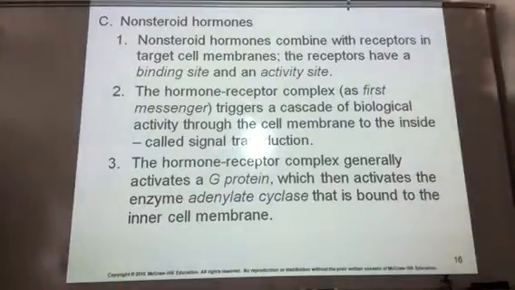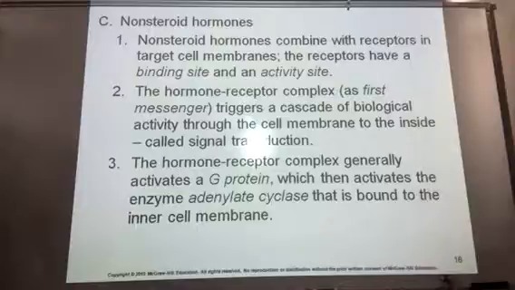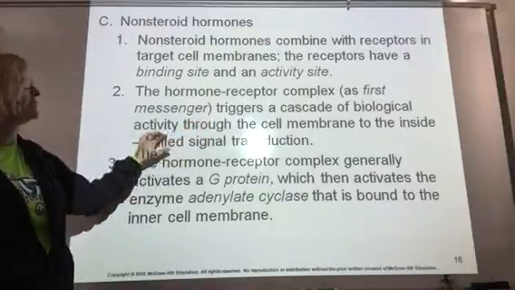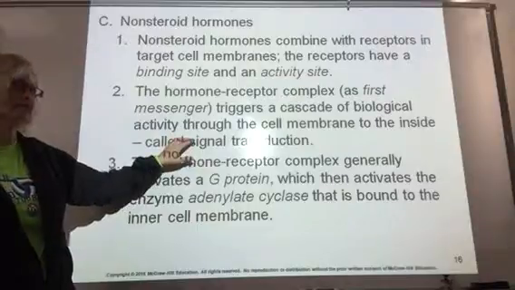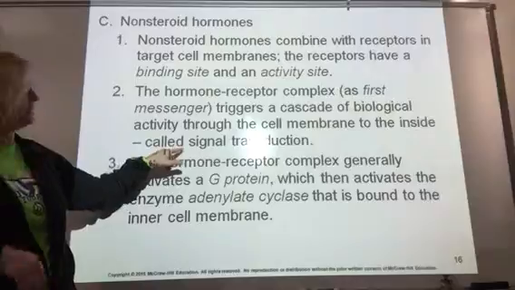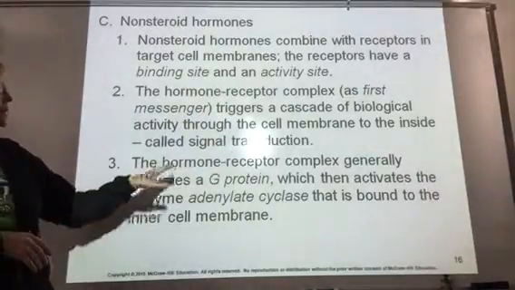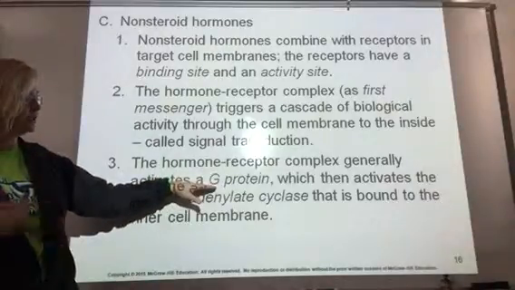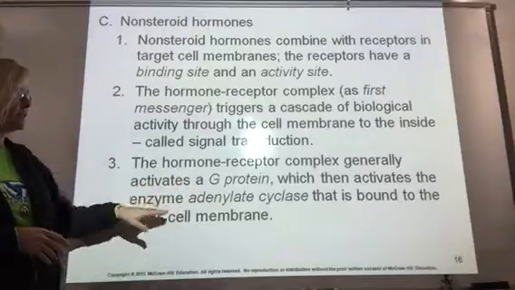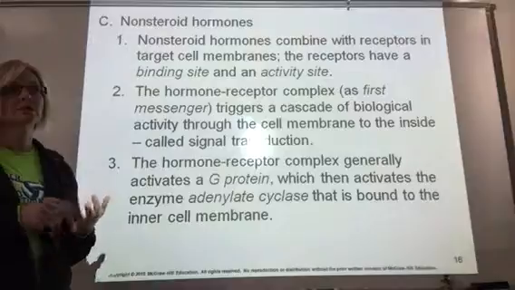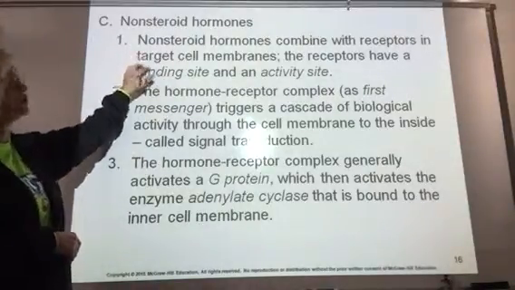Non-steroid hormones are going to combine with receptors on the membrane, so not in the nucleus. The target receptors are going to have a binding site and an activity site. So the hormone receptor triggers a landslide of activity through the cell membrane, and then that ends up making its way to the inside of the cell. This cascade is called signal transduction. So it starts at the membrane and it works its way to the inside. The hormone receptor complex activates a type of protein, usually called a G protein, and then that protein is going to activate enzymes that bind to the inner cell membrane. So steroid hormones go to the nucleus, non-steroid hormones go to the cell membrane.